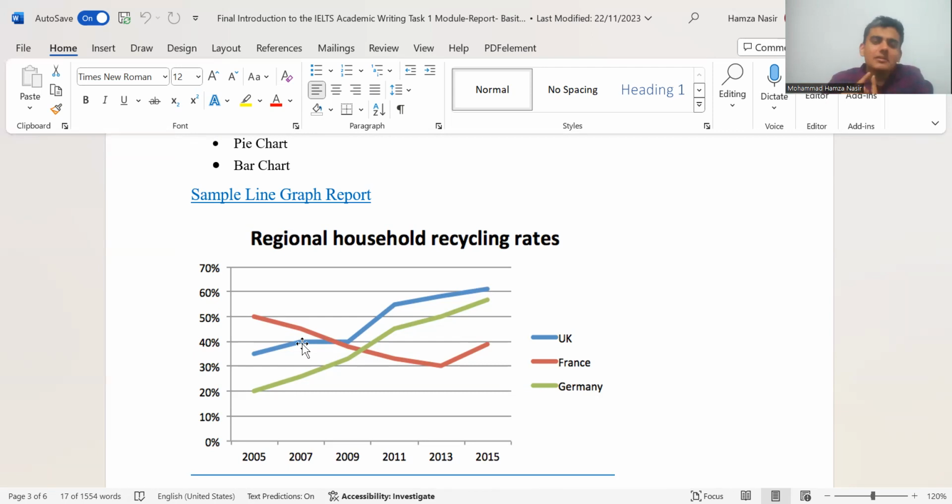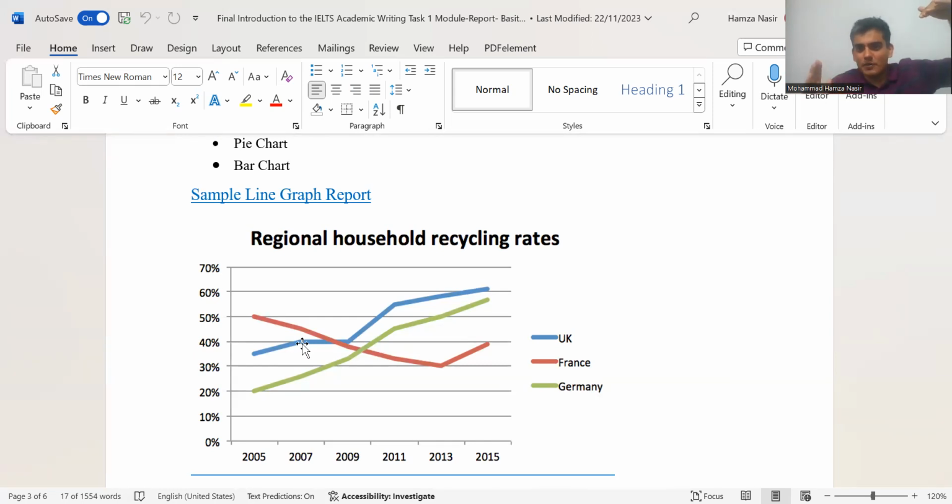So even though it slightly increased from 2013 to 2015, going up to 40%, look at the initial point and look at the final destination. For France, which is represented in red, what was the initial point in 2005? 50%. Okay. What is the final point? 2015, 40%. So overall, the initial point was 50%.